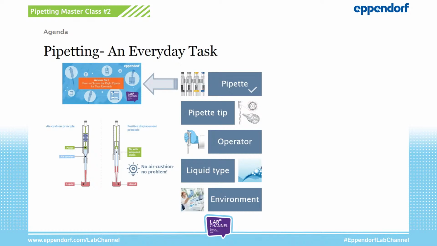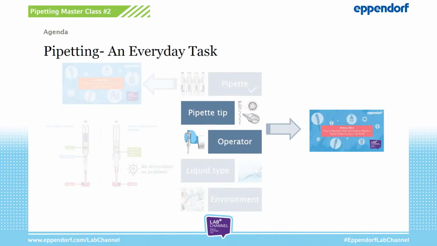It is important to know that in principle, 2 different operating principles are used. While air cushion pipettes are used for aqueous solutions and common buffers, positive displacement systems should be used when pipetting difficult liquids that differ from water in their physical properties. Especially the choice of pipette tip as well as operation of air cushion pipettes can lead to mistakes. And these are the issues we will deal with in more detail today.